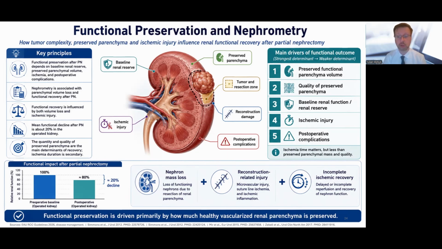Therefore, nephrometry should guide not only surgical difficulty assessment, but also preoperative planning of a parenchyma-sparing strategy, together with the eGFR, kidney function status, MAP score, and patient-specific risks.